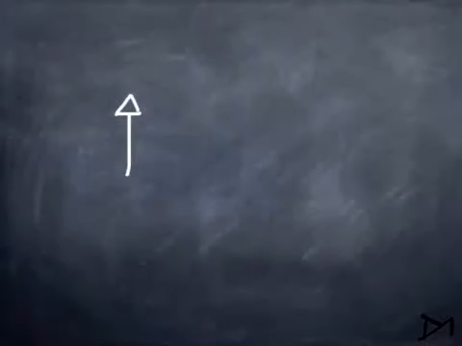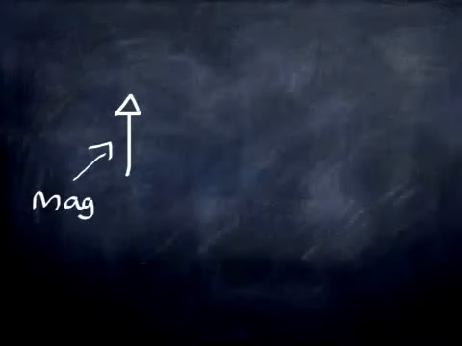A vector is essentially an arrow. It has two main properties. The first property is the length of the arrow. This feature here represents the magnitude. It's a scalar, or a number.